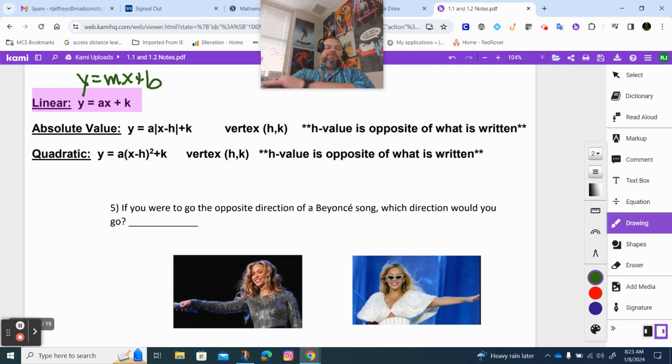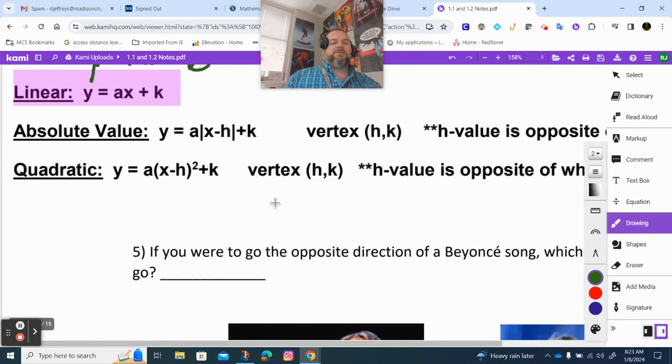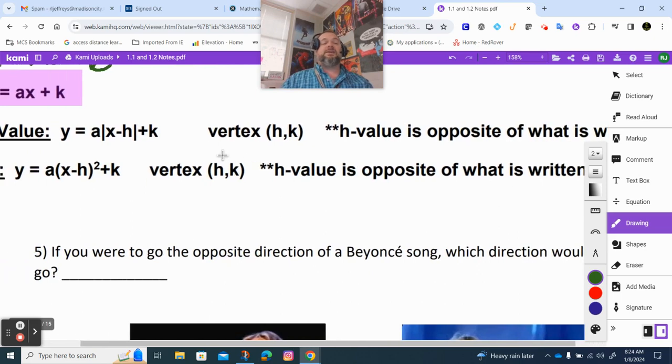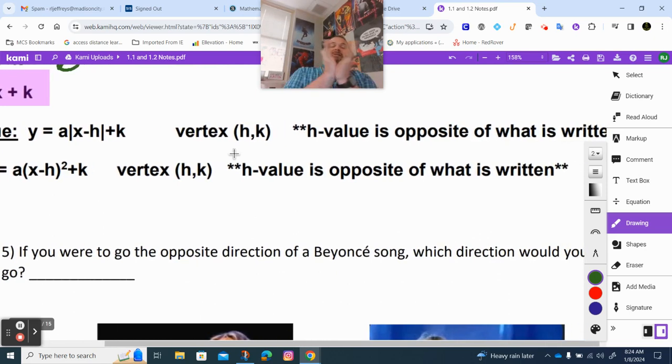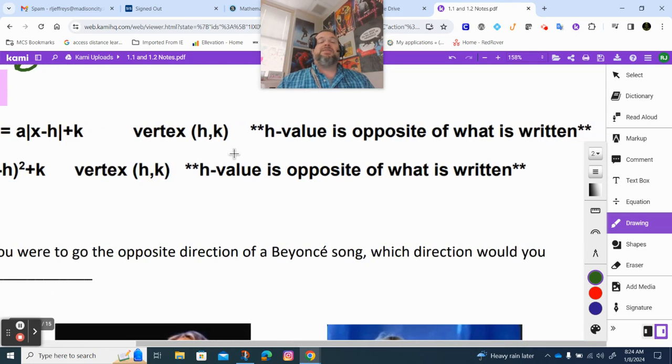Now, absolute value. Absolute value will have absolute value signs in them. Wow. What a concept. I mean, they just jump out at you. All right, now here's the crazy thing. Your vertex for this is at the point (h, k), and we're going to talk about that. The h value is the opposite of what's written. Okay, it's written as a negative. Our value is going to be the opposite.